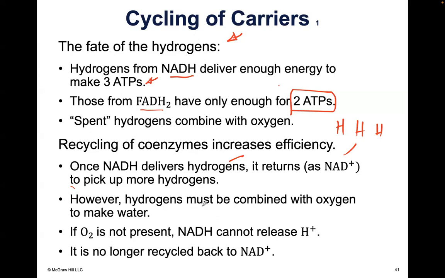However, hydrogens must be combined with oxygen to make water. If oxygen is not present, NADH would not release them. It's only going to release hydrogen ion when oxygen is present. Otherwise it's no longer recycled back to NAD plus. The point is, it is the presence of oxygen that makes the release of hydrogen ion possible, and it goes back to pick up another one. But once there is no oxygen in the system, it's not going to be able to go back and recycle the same thing again.